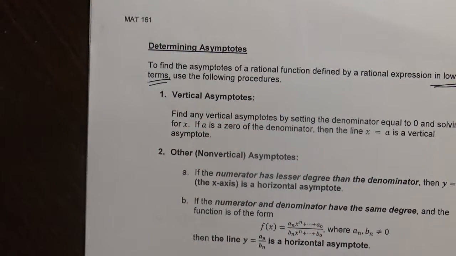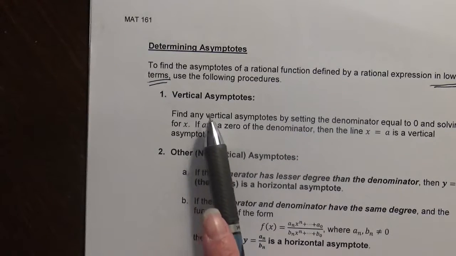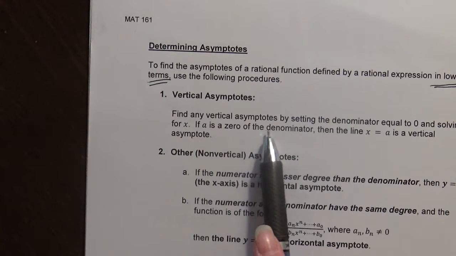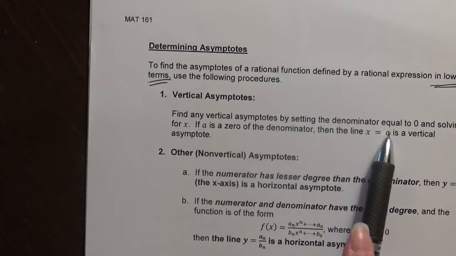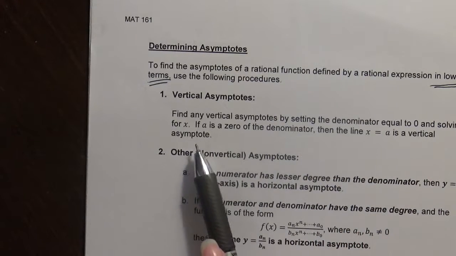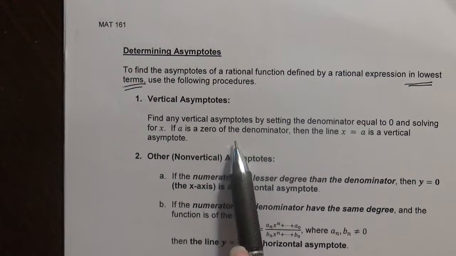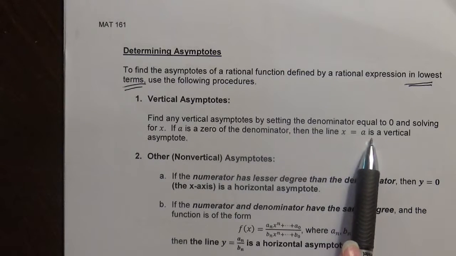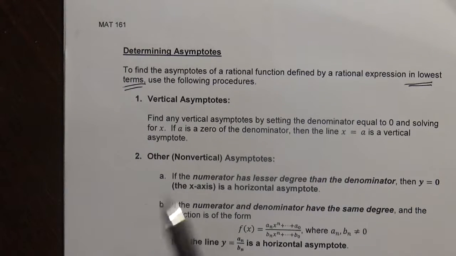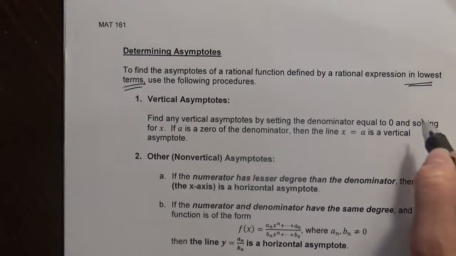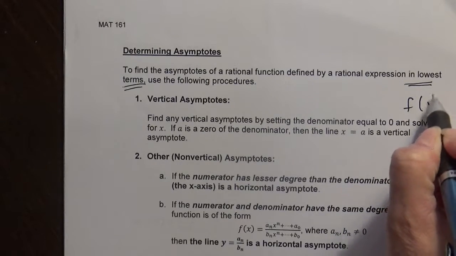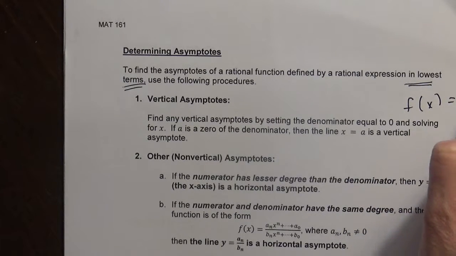Use the following procedures. For a vertical asymptote, we find any vertical asymptotes by setting the denominator equal to 0 and solving for x. This is just like finding the domain. It's the same thing here. If a is a 0 of the denominator, then the line x equal a is a vertical asymptote. What is that saying? So let's say you've got f of x equals 4 divided by x plus 1.